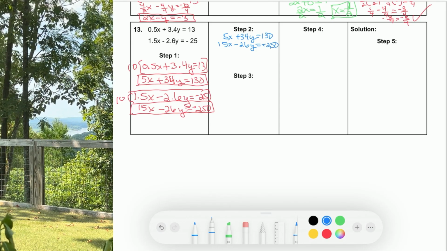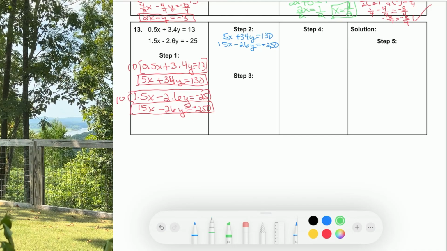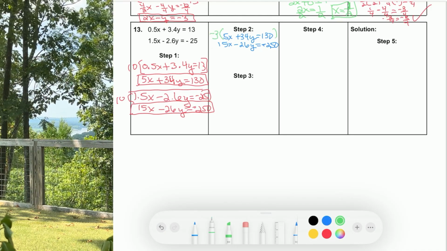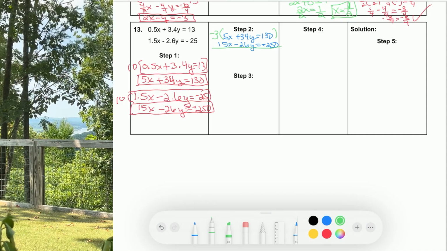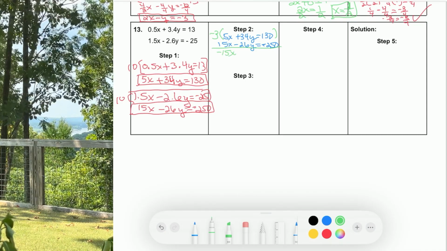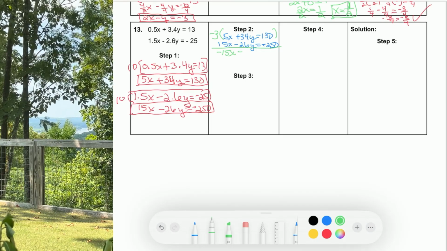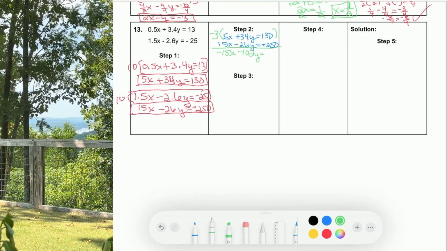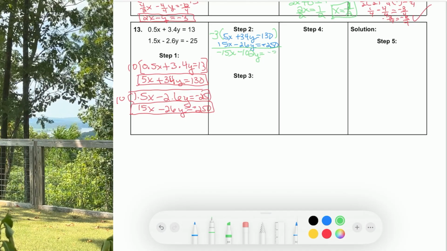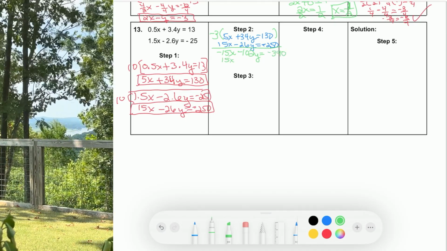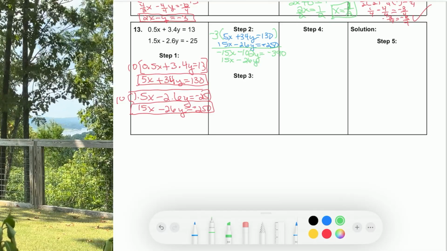All right, so I'm going to multiply my top equation because if I multiply it by a negative 3, I'll end up with a negative 15, and I can cancel out my x's. So I get negative 15x. Negative 3 times 34 is going to be negative 102y. Negative 3 times 130 is going to be negative 390. And then I'm just going to rewrite the other equation because we're not changing it.